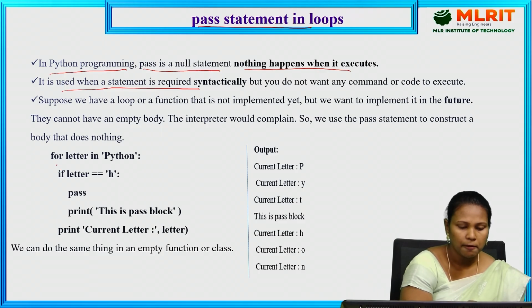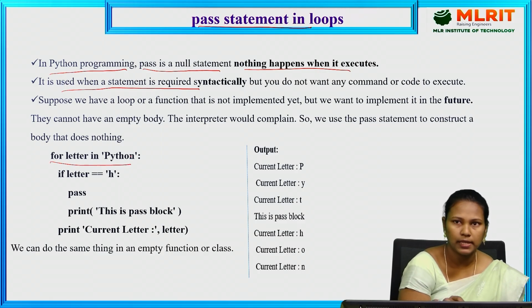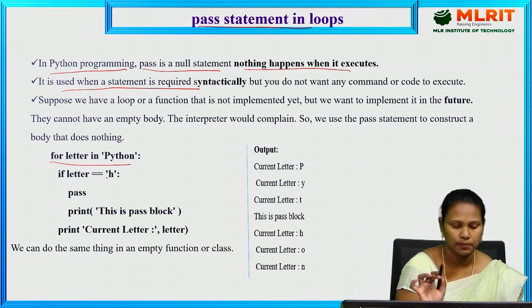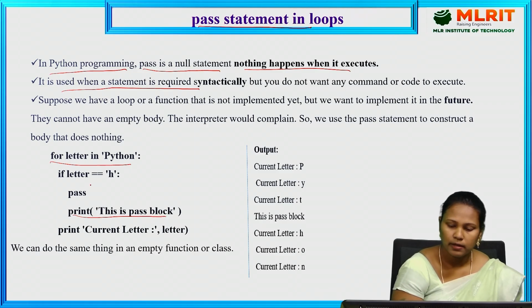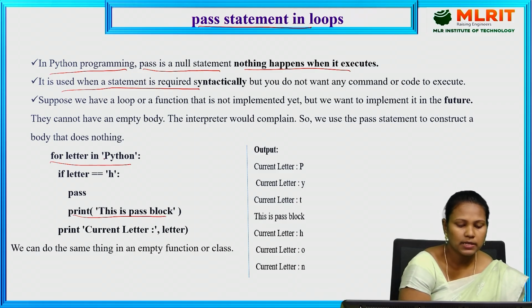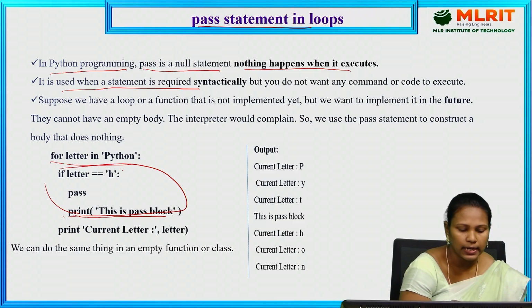See here, for letter in Python. So letter contains Python, meaning it is iterating over Python. If letter equal to h, pass, meaning it is skipping that. This is the pass block. See here, first letter contains the p value. So letter equal to p, it is going to the next statement. It is not going to the if block because the condition failed.